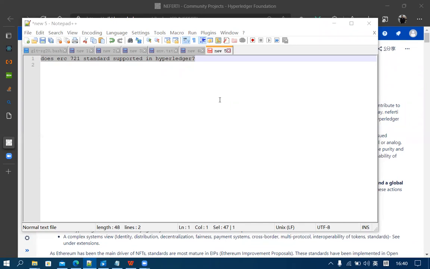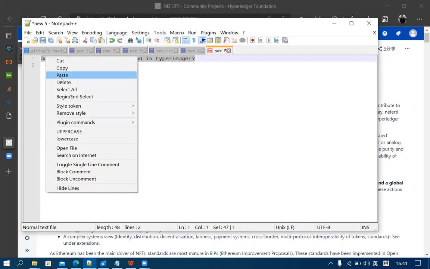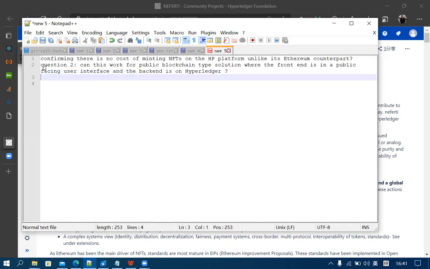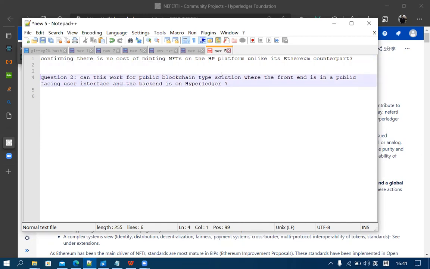That's correct. So now the next question from Fahad. Fahad is asking two questions. One question is confirming there is no cost of minting NFTs on the Hyperledger platform, unlike Ethereum, because Ethereum has a gas fee involved. And the second question, can this work for a public blockchain type solution where the front end is public facing user interface and the back end is on Hyperledger?